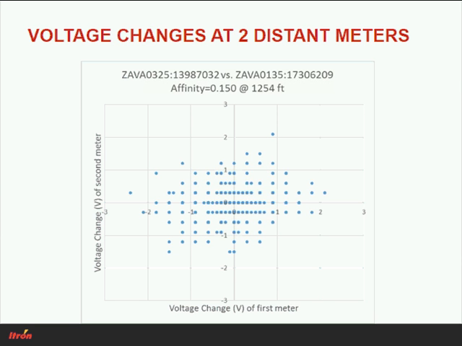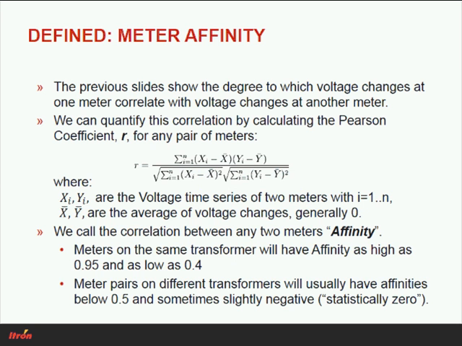So let's do this a little more scientifically, a little more accurately, and we define the concept of meter affinity. The meter affinity is simply the Pearson coefficient, or in the vernacular known as the correlation coefficient, of the time series of voltage changes. You simply take the voltage changes of 1 meter, which will be Xi, and the voltage change of the other meter, which is Yi, and correlate them with each other.